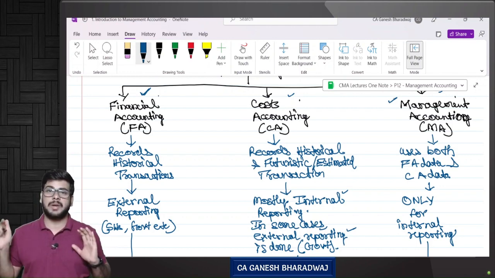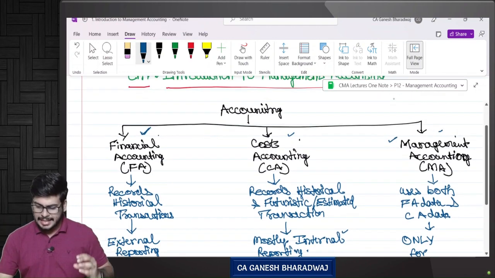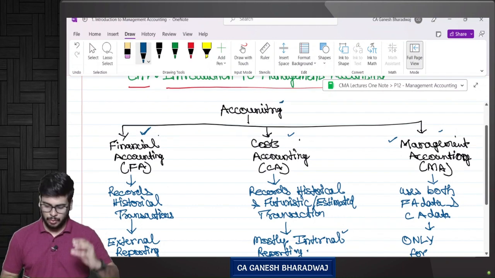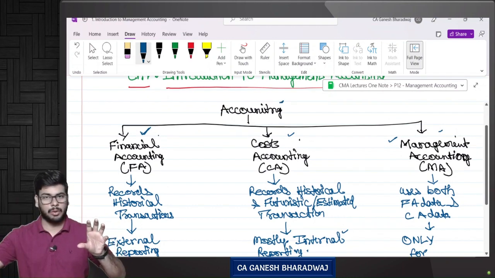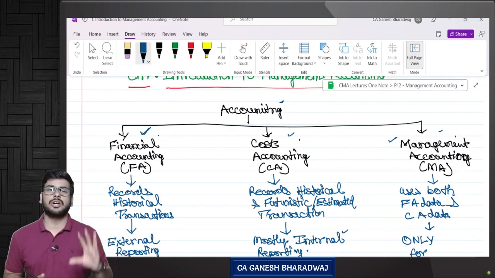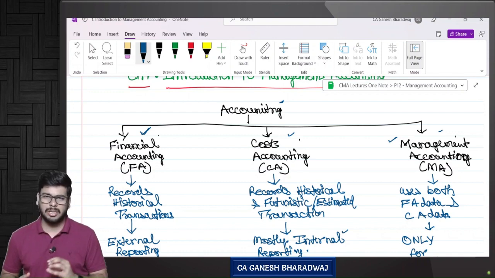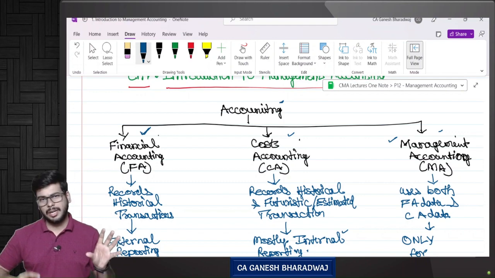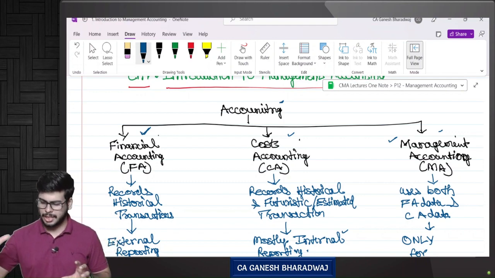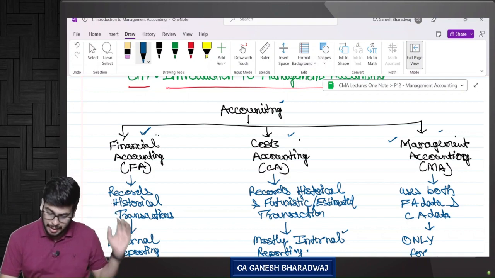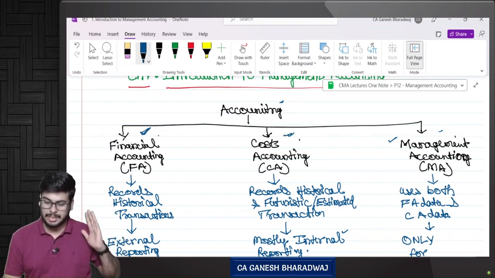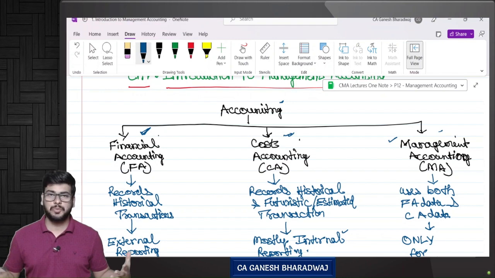First, let us place ourselves where I started. There are multiple branches of accounting: financial accounting, cost accounting, management accounting. Financial accounting deals with historic records, historical transactions, whereas cost accounting deals with historical transactions as well as estimated transactions, whereas management accounting actually uses data that is utilized by both financial accounting as well as cost accounting. It is broad in scope.